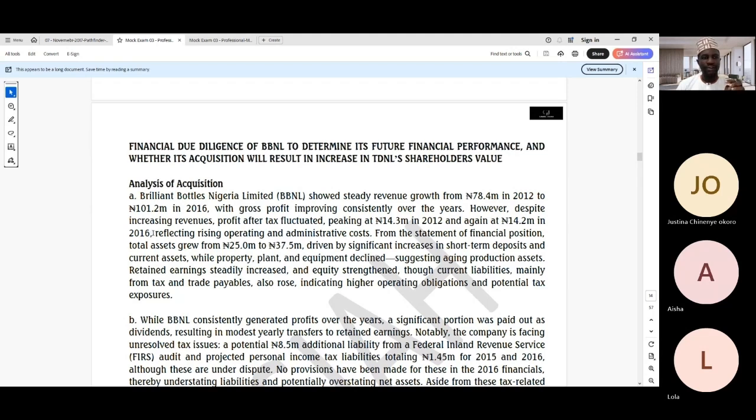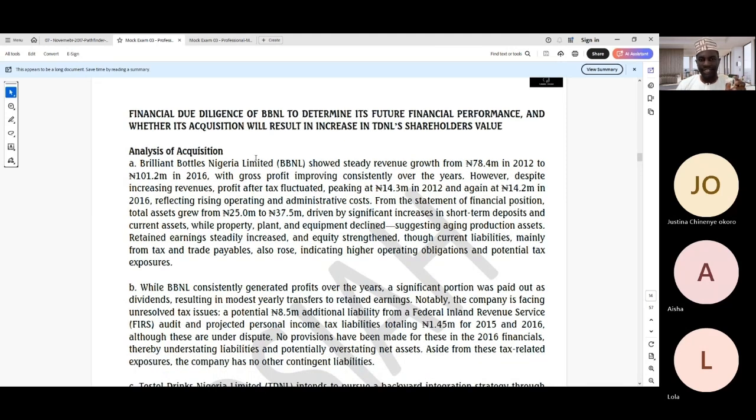All right, so requirement 2 speaks to financial due diligence of BBNL to determine its future financial performance and whether its acquisition will result in an increase in TDNL's shareholder value. So state the requirement in summary. You mustn't state everything or write everything verbatim. Never should you write requirement 2 as a header. Never should you write financial data analysis. Never should you do that. You're going to be marked down. State the requirement in summary.